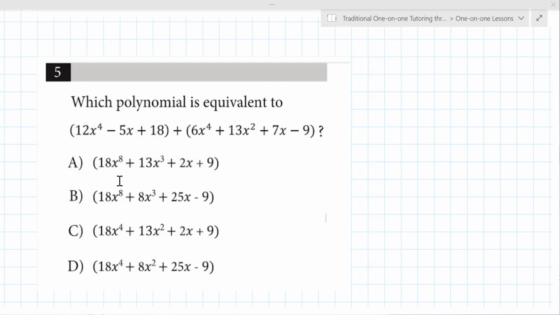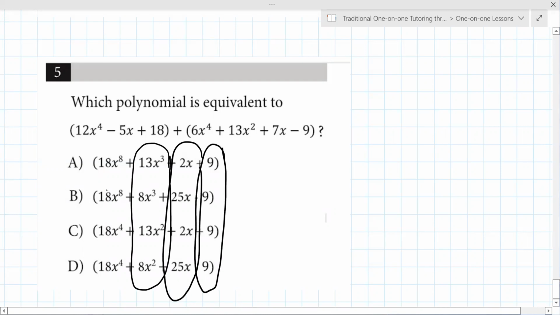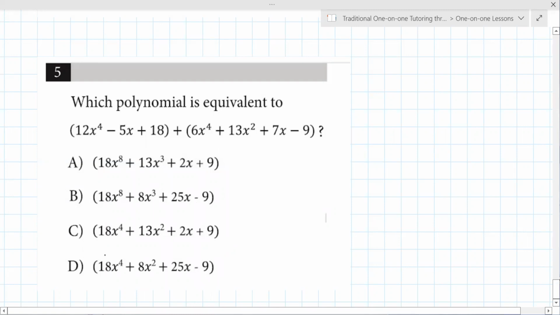So one of the things I noticed here, and this is what I wanted to ask you: do you notice that this column is different? And even this one is different, and then even this third one is different, but the first one is not. Well, I guess they are. I guess I didn't catch that. Sometimes it's a good idea to actually look at the answers and figure out what's the same and what's different. But the way I would do it is I would still say, okay, 12x to the fourth, 6x to the fourth, that's 18x to the fourth. That means it's C or D.